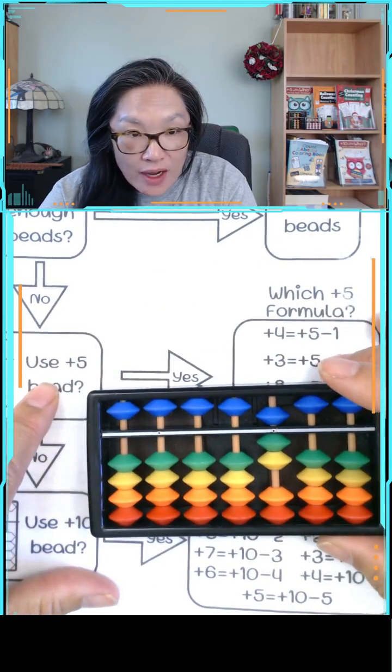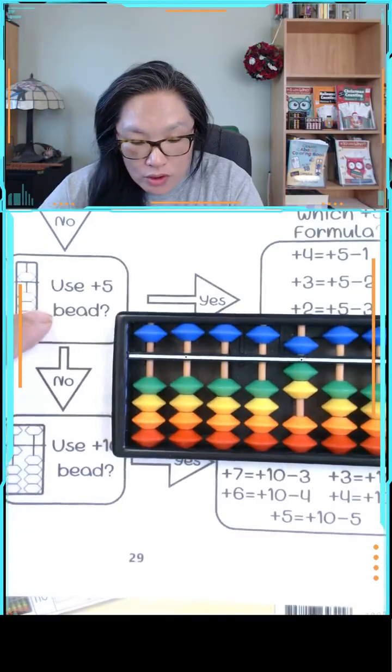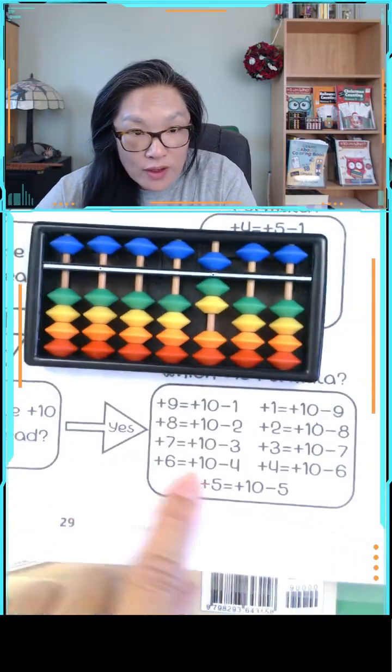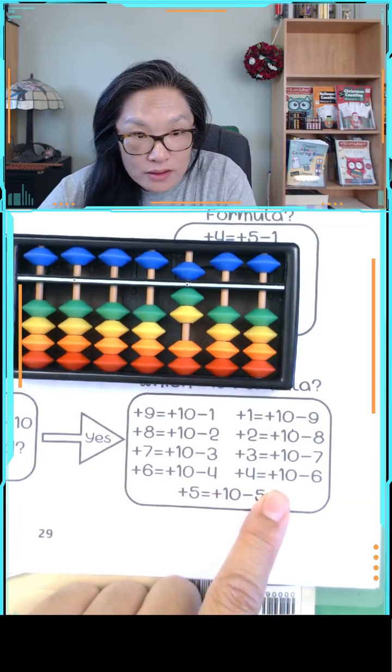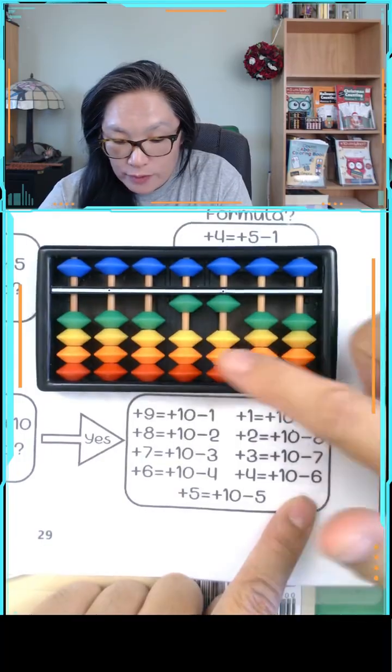Can I add the 5? That's the question. Can you add the 5? Yes or no? No. So then what do? Then you have to plus the 10 minus the 6. So you plus the 10 minus the 6. So my final answer is 11.